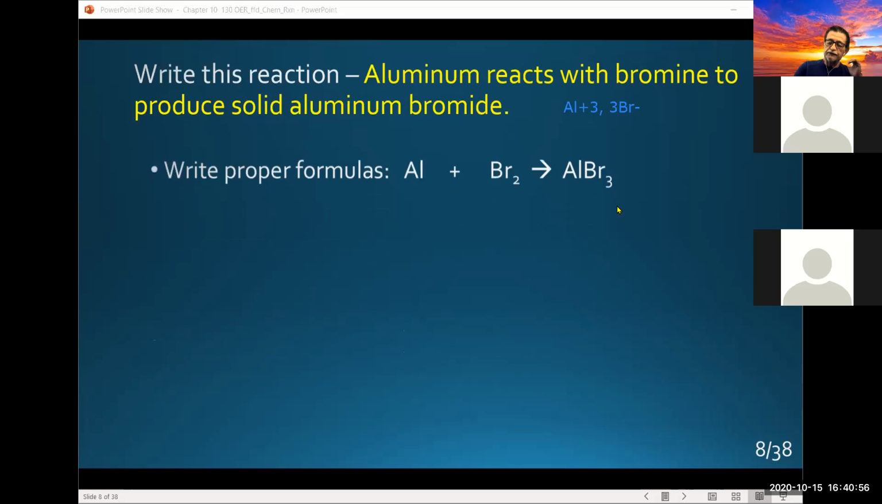So that being the case, now we can write a proper reaction formula with the correct formulas. Again, we have aluminum plus Br2 reacts, or to produce, which is the arrow, aluminum bromide. Now we've got to put the states. Refresh your memory about the states. There's a limited number of gases, there's a limited number of liquids, and everything else is a solid. Does anybody remember, of the 118 elements we have, how many were liquids?